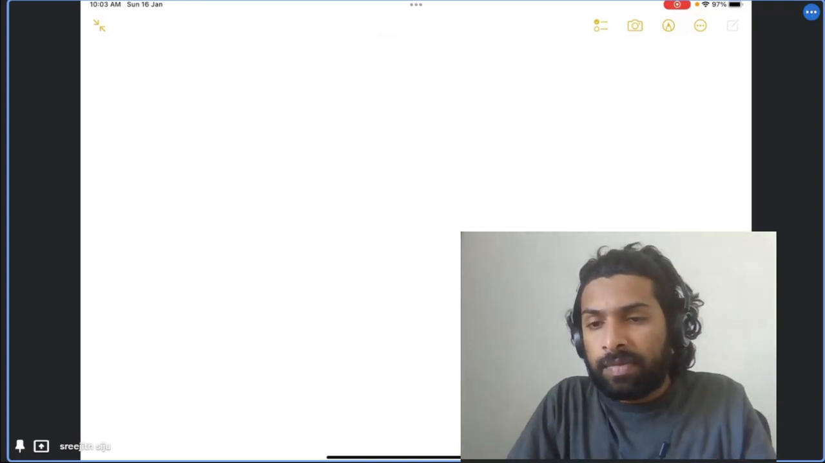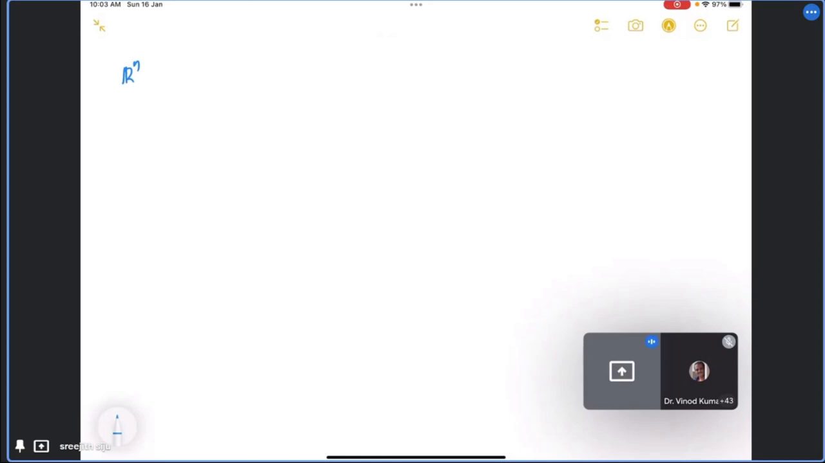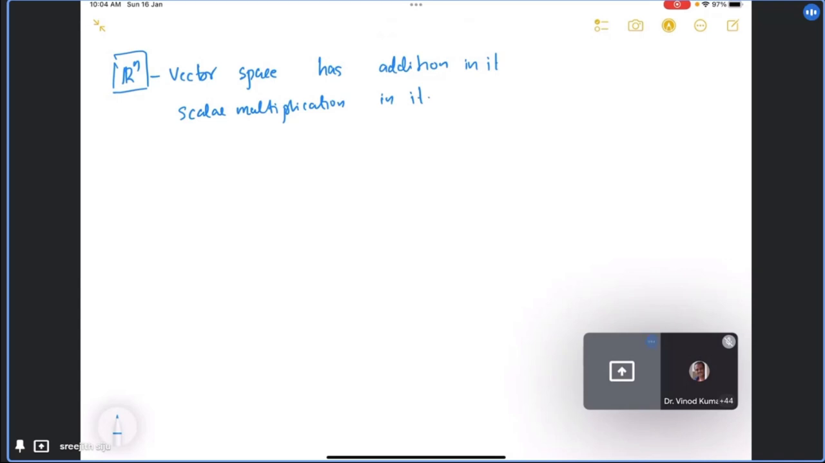So we know that when we look at the structure of the vector space R power n, it has this linear structure of addition, and there is a scalar multiplication. And if you go back in time to your higher secondary class, you will see that this R power n was not just a vector space at that time.